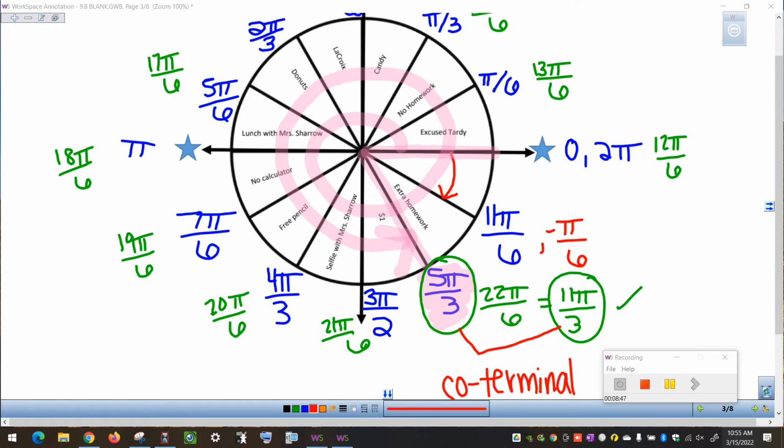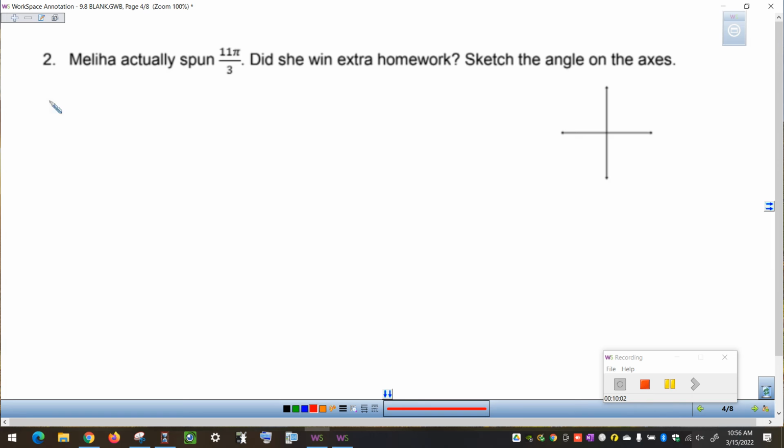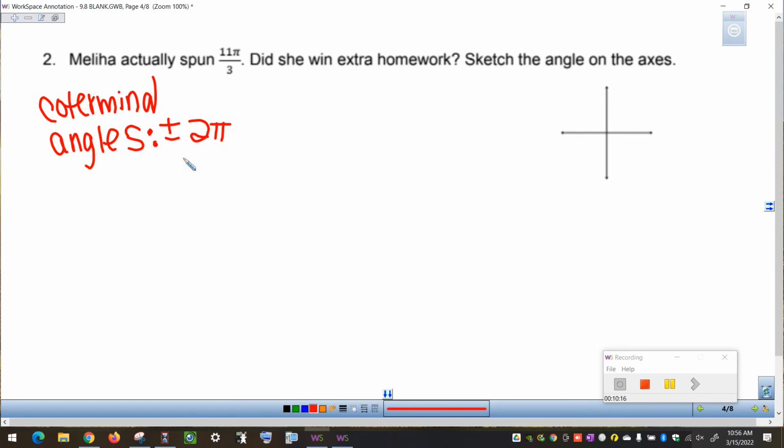That's equivalent to 360 degrees in the world of radians. So let me go back to number 2. What we're noticing here is we have coterminal angles, and the way we're going to find them in radians is we're either going to add or subtract 2 pi. It's kind of like adding or subtracting 360 degrees.